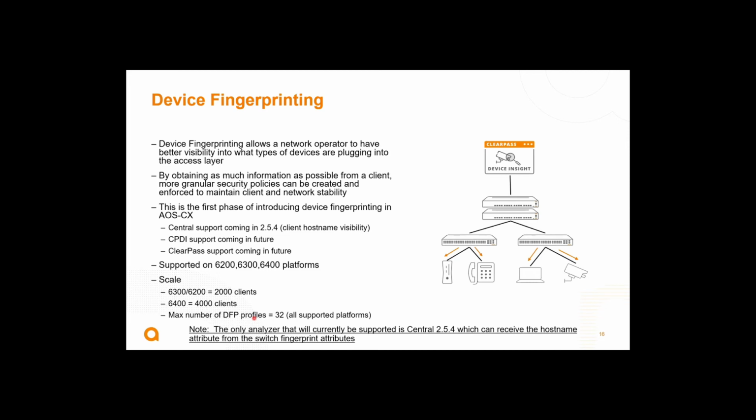This is the first phase of device fingerprinting in CX. There's really not a whole lot of analyzer support right now as we're releasing 10.8. All of the fingerprinting information that is gleaned from the switch is saved into the database, the OVSDB of the switch itself. The first phase for analyzing and sending extra data to an analyzer is coming with Central support in 254, where it will be able to get the host name from a device and send that to the client info of Central.